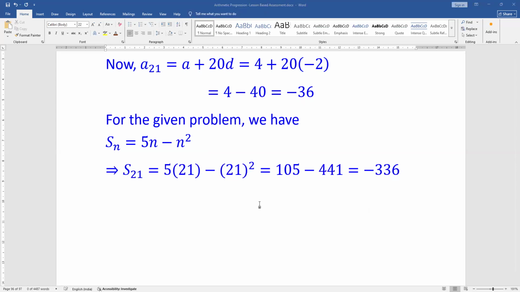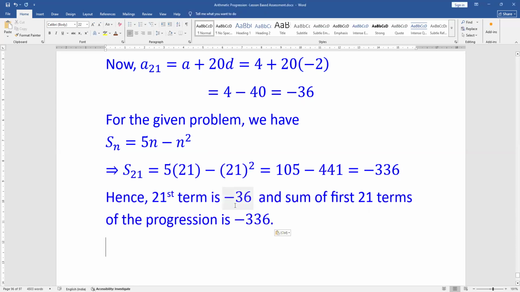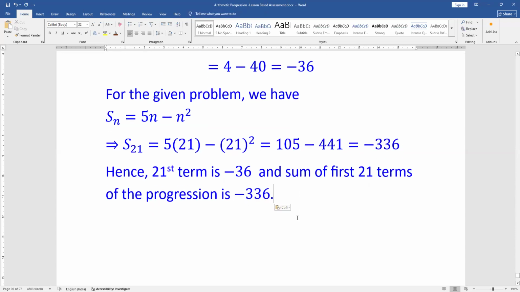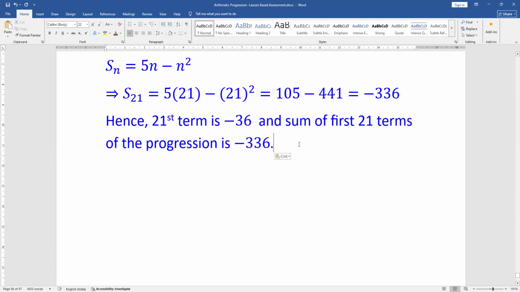Hence the 21st term is minus 36 and the sum of first 21 terms of the progression is minus 336. We will continue with the next problem in our next video. Thank you.